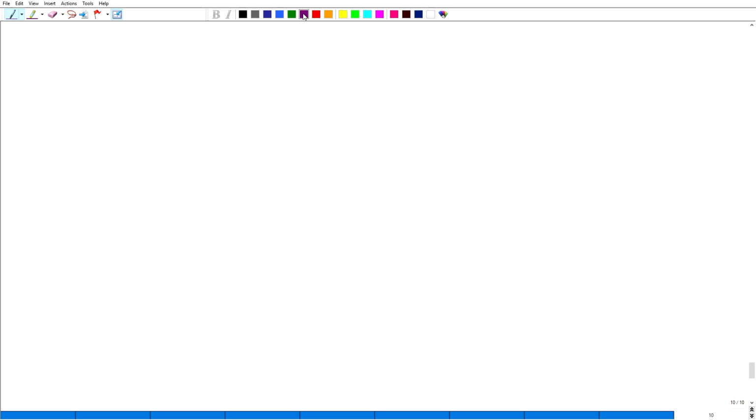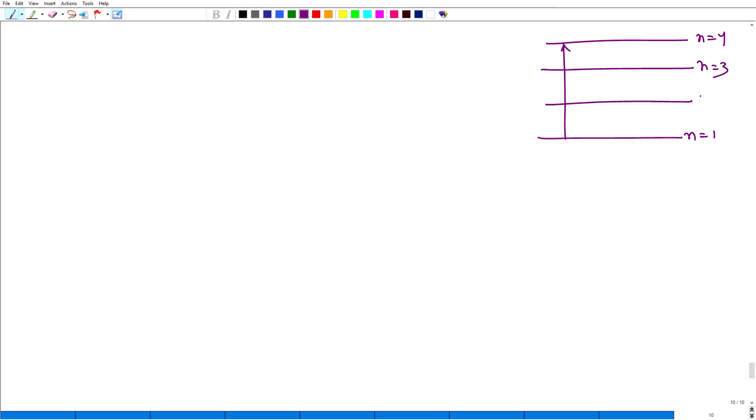Okay, now it's going from n equals 1 to n equals 4. This is the excitation, and in between there is n equals 3 and n equals 2. So now what will be the de-excitation? It can be from n equals 4 to 3, 4 to 2, 4 to 1. This de-excitation can be there, and also from 3 to 1, 3 to 2 and 2 to 1. So there will be 6 transitions.